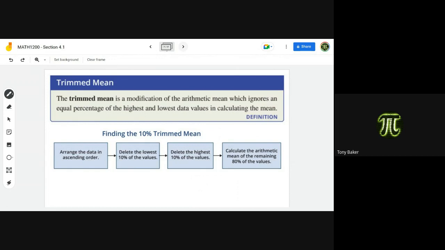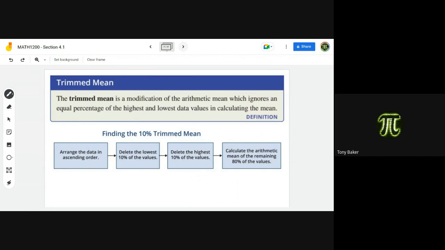Trimmed mean. Have you ever had a teacher who gave you all their homework assignments and everything else, and they say they're going to drop the lowest 2? Okay. That's trimming. Because then they're going to take the average of the rest.